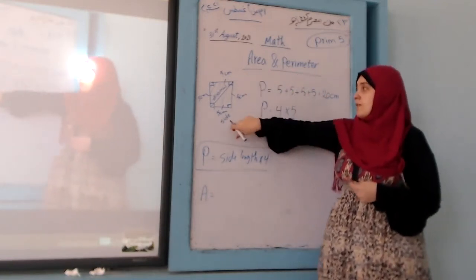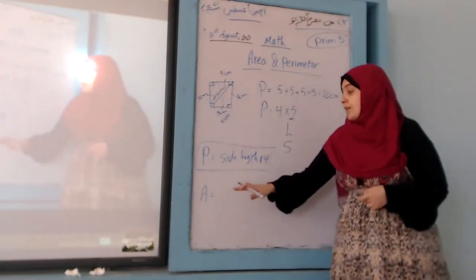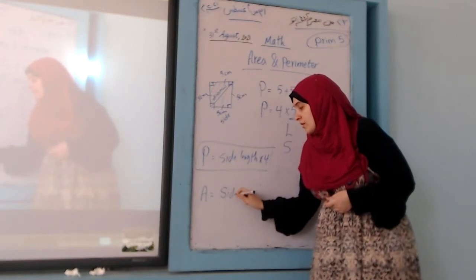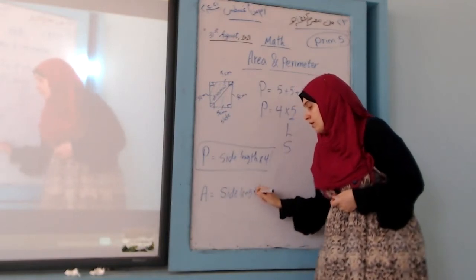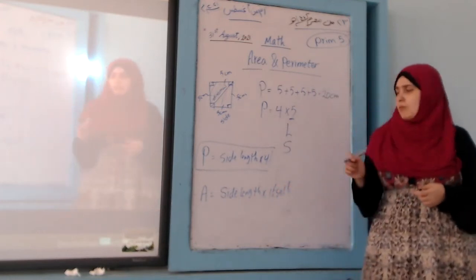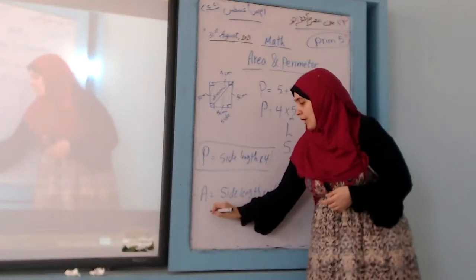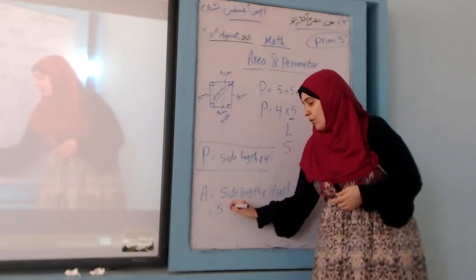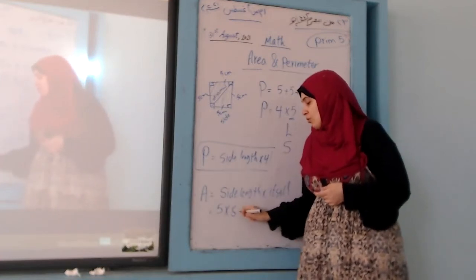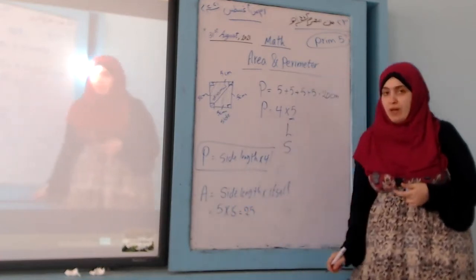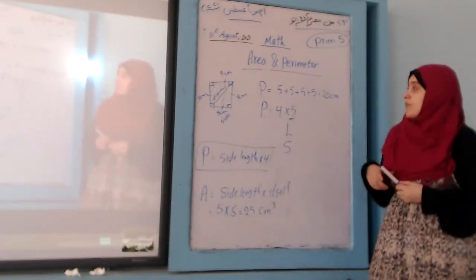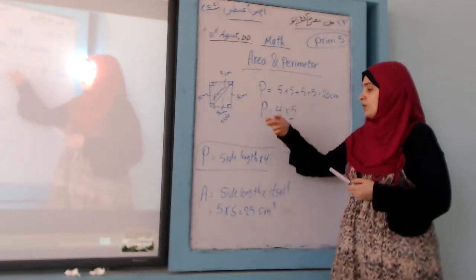I have the side length and I have the diagonal. If I get the area using the side length, then the area is the side length multiplied by itself. How? If the side length equals 5, then my area equals 5 multiplied by itself, which means 5 multiplied by 5. So 5 multiplied by 5 equals 25. 25 what? Centimeter squared.